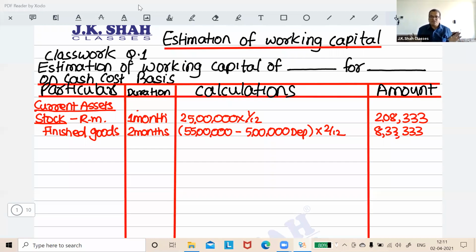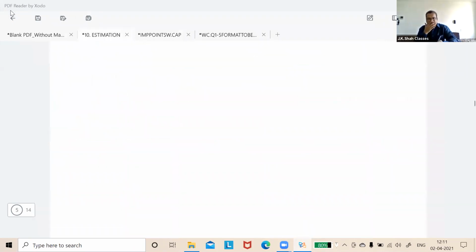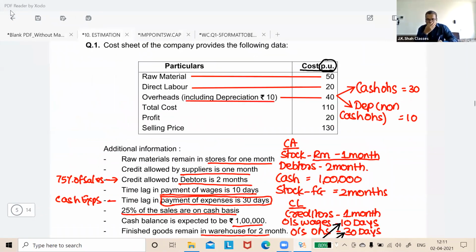This point is clear to everyone? Okay, fine. So let's see the other current assets that we have to maintain. Okay, so we are done with this also. Now coming to debtors, we have to give them a credit of how many months? We plan to give them a credit of 2 months.